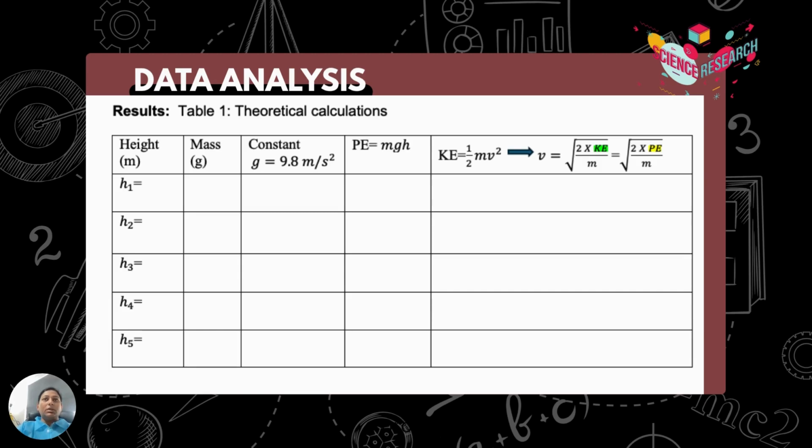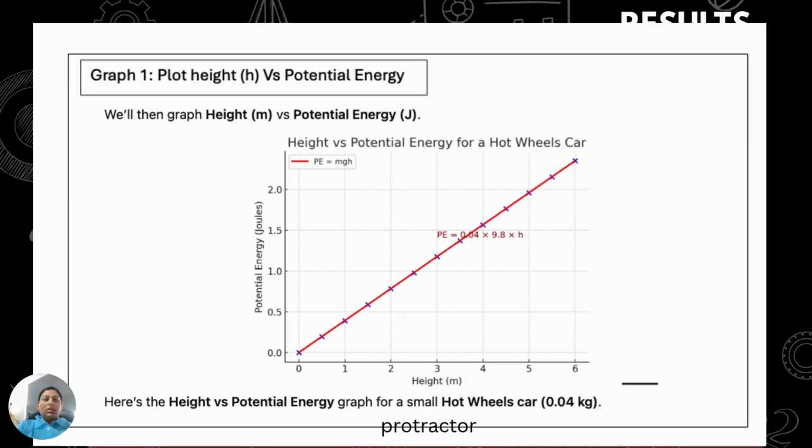So you're going to make use of the formula and replace the h with the different heights and calculate the potential energy. Then for your velocity, if the energy is conserved, the energy at the top of the ramp should be equal to the energy at the bottom of the ramp. So assuming that KE is equal to PE, you're going to find your v. And when you plot this graph, it should look something like that. As the height increases, your potential energy should increase because they're directly proportional to each other.